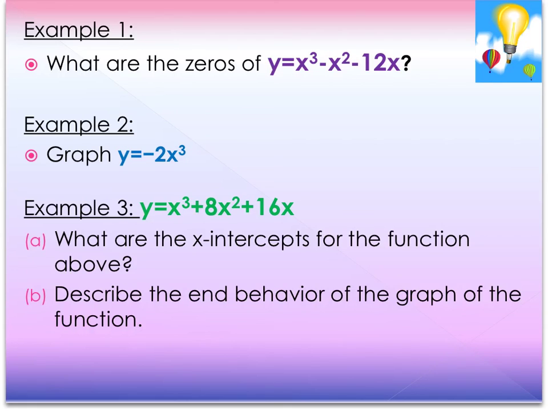So now I want you to give these examples a try. Remember, zeros and x-intercepts, they all mean the same thing. X values that make y equal to 0, so you might want to factor for those. And end behavior depends on the degree and the leading coefficient. And graphing a function that looks like this, you might just want to make a table of values.